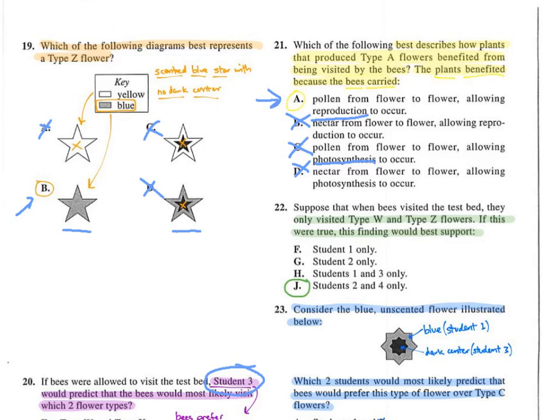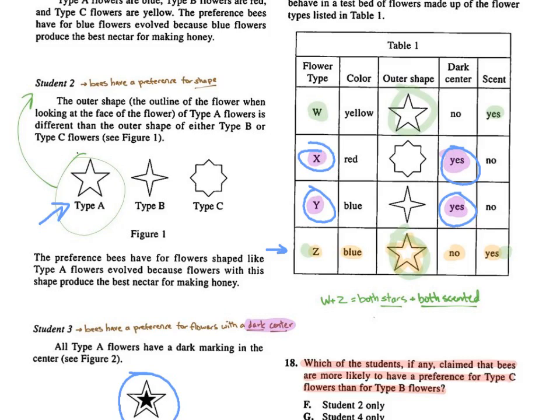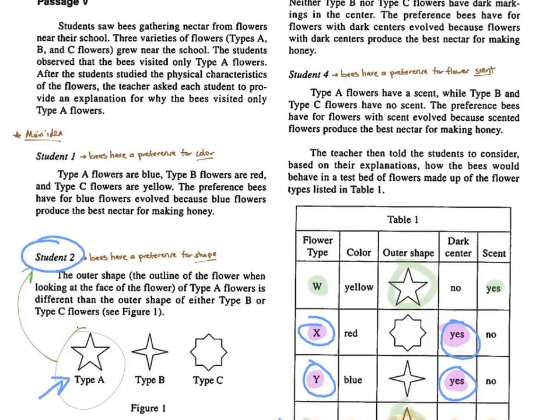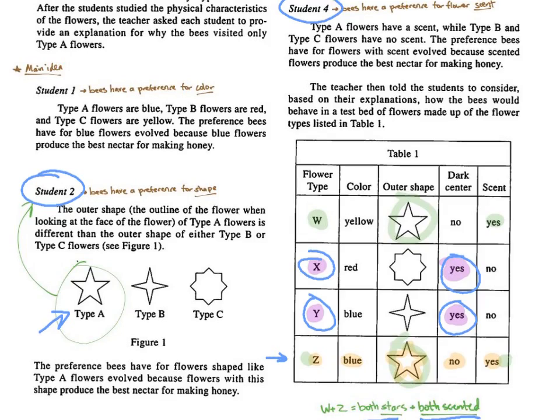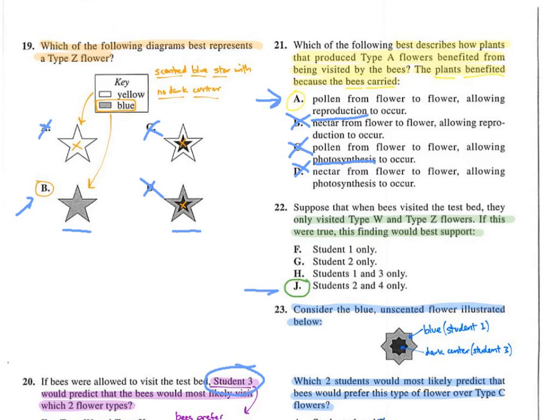22 says, suppose that when bees visited the test bed, they only visited type W and type Z flowers. If this were true, the findings would best support who? So we got to look at type W and type Z flowers and look at their characteristics. So what those 2 types of flowers have in common is that they're both star-shaped and they're both scented. So you need to think back to the main ideas of those students who supported the idea that bees have a preference for stars. That was student 2. And who supported the idea that the bees are attracted to scented flowers. That was student 4. So student 4 and student 2 would support that idea.